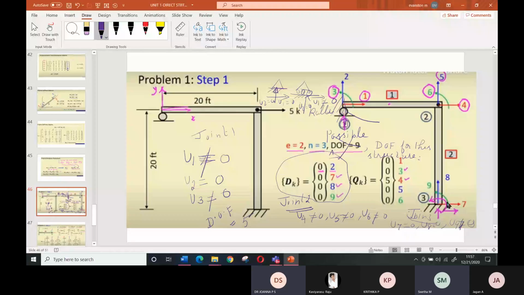For the fixed end, what are the things? Vertically, it is restrained. Am I correct? Yes, ma'am. Restraint means it is 0. Displacement is equal to 0. Then horizontally, it can't move. Vertically, it can't move. It can't rotate also, fixed end.